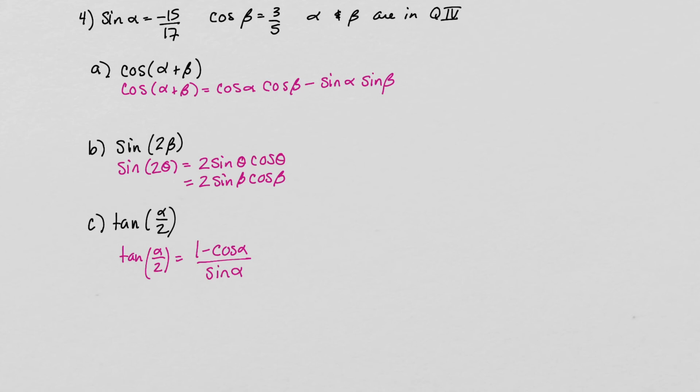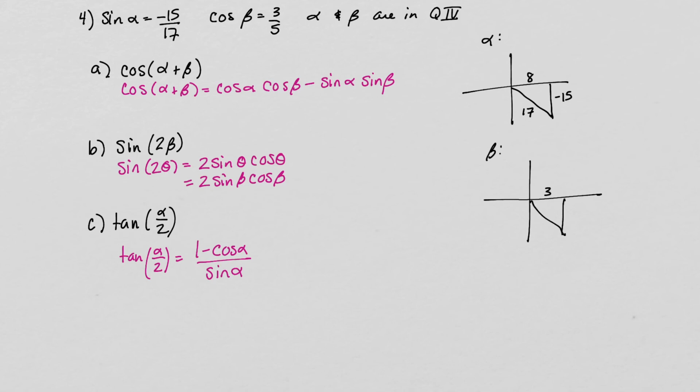So all I have to do is plug in, but to plug in, I have to figure out what these are. I need to make a triangle from this part and a triangle from this part. So if we look at the triangle for alpha, it should be in quadrant 4. So the sine is negative 15 over 17. And if you use Pythagorean theorem, this turns out to be 8. And for beta, the cosine is 3 over 5. So 3, 5. And again, using Pythagorean theorem, that is 4.